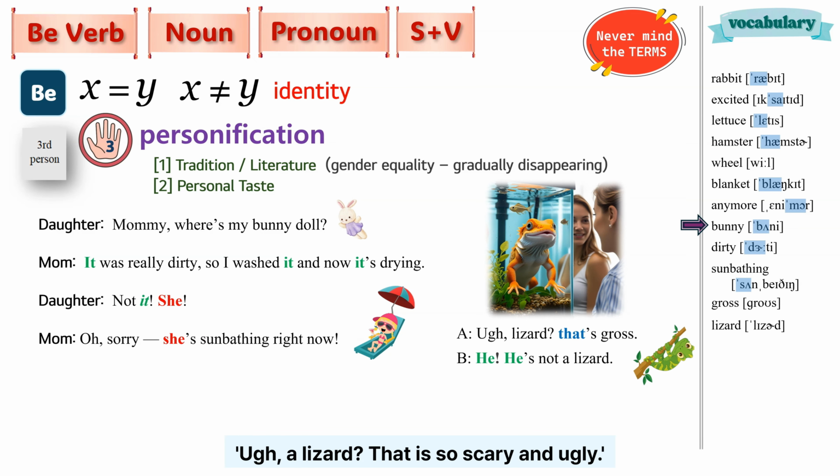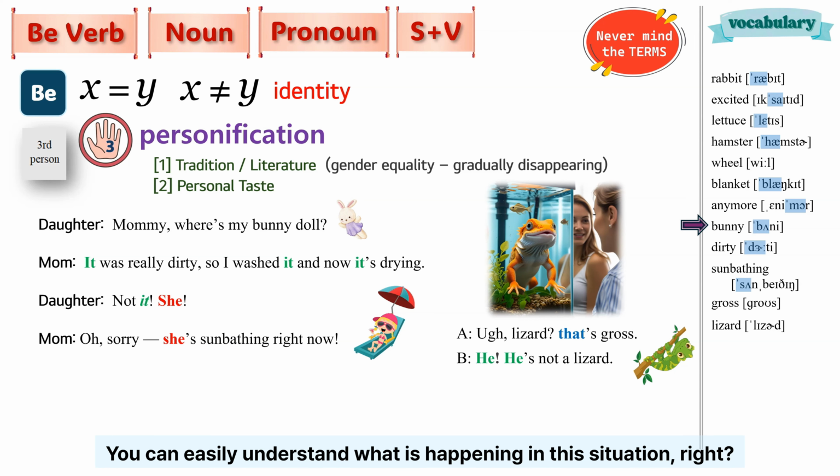Here is the next example. Ugh, a lizard. That is so scary and ugly. What? That? He is my baby. And he is not even a lizard. You can easily understand what is happening in this situation, right?